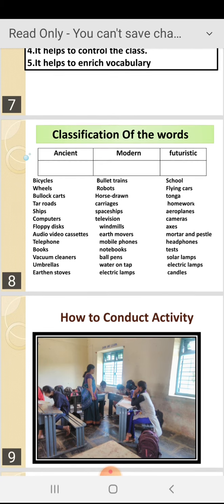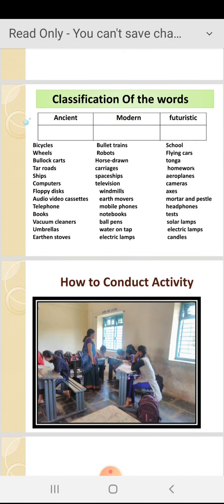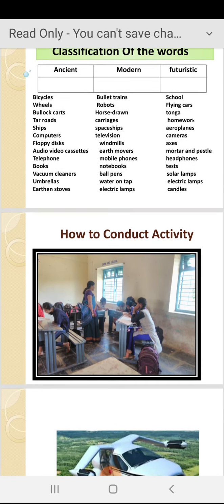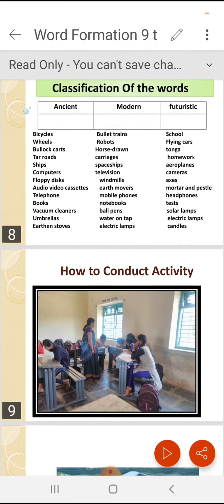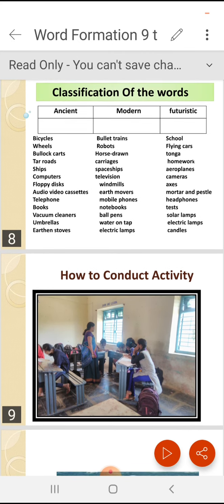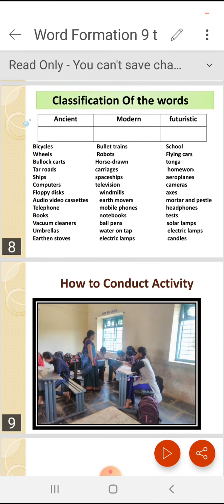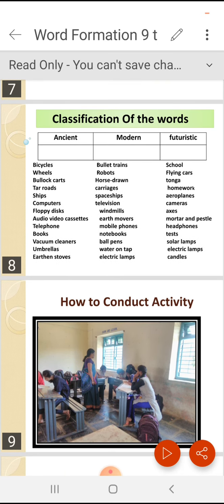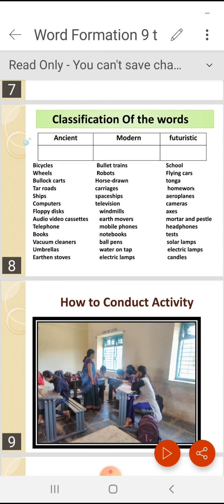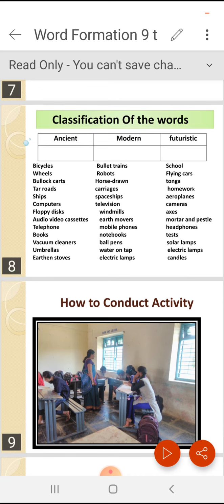See here, there are small groups in the class. Then they have been given cards and they are told to classify the words. Yes, first, bicycle. Where should we put bicycle? Who will tell me? Yes, very nice. Bicycle came into the ancient.